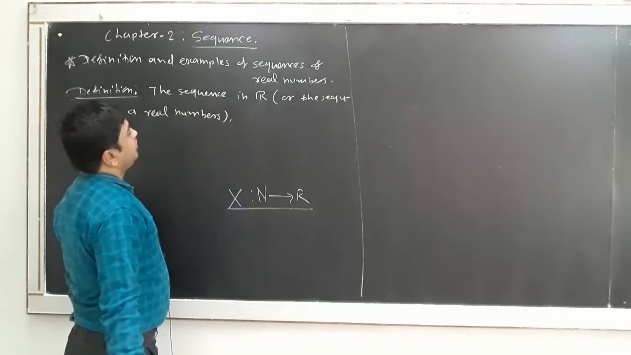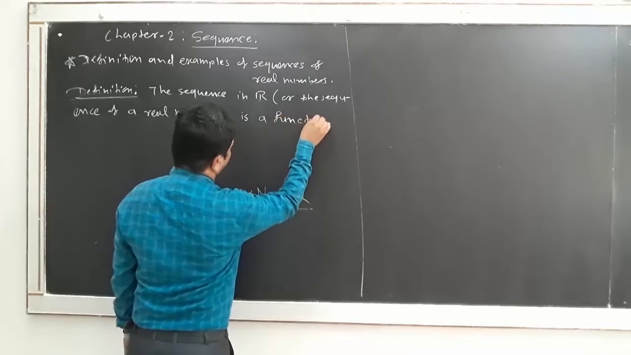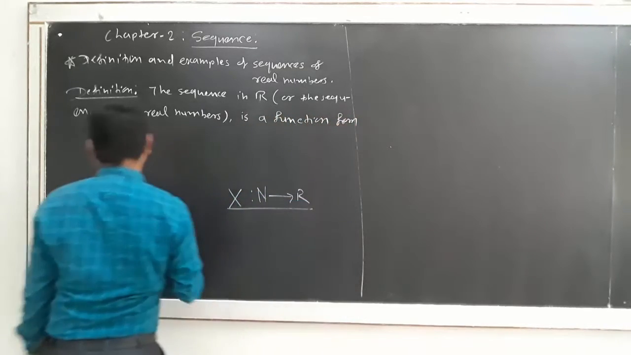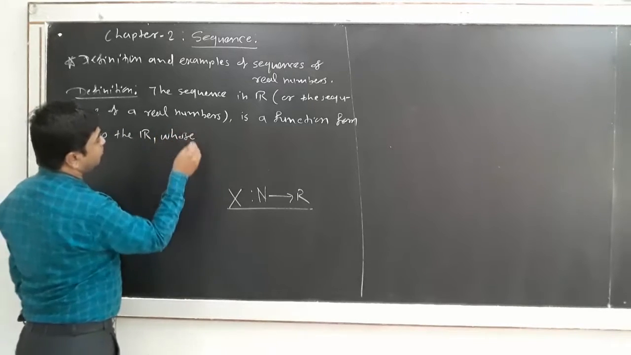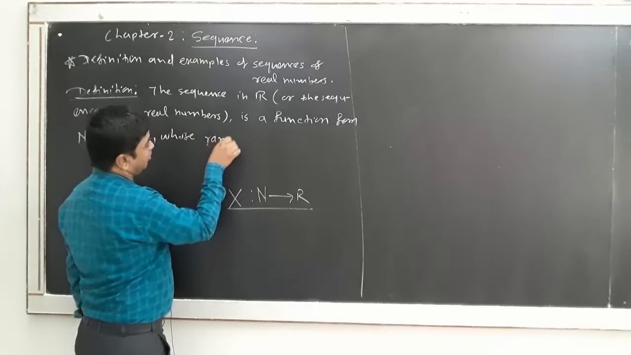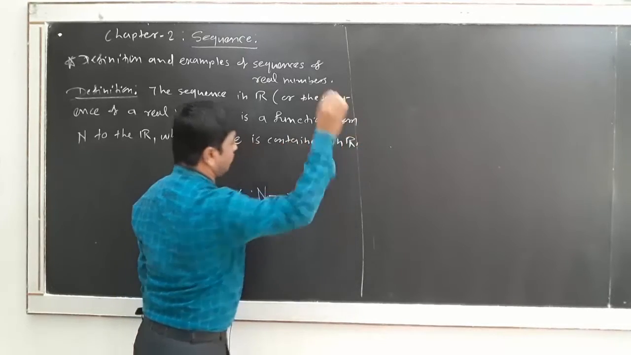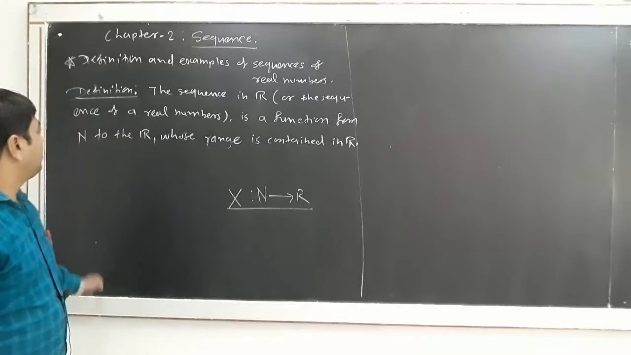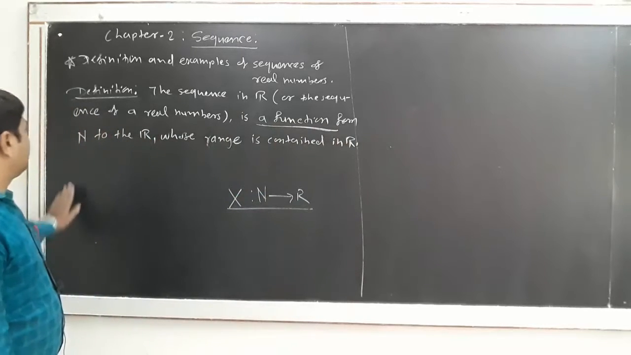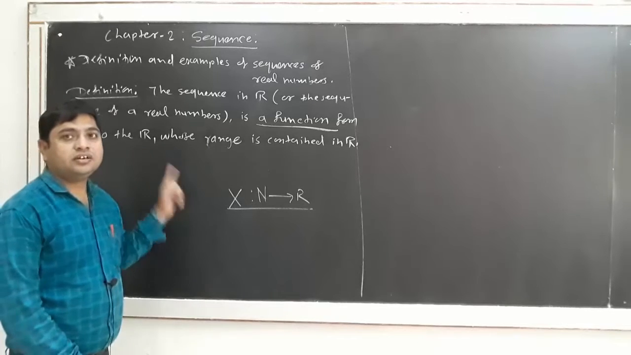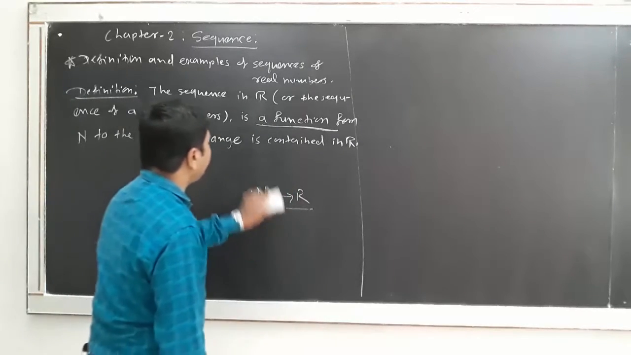So what is it? The sequence in R is a function from N to R whose range is contained in the set of real numbers, that is R. That is, a sequence is just a function from N to R and whose range is contained in the set R. Okay. So in another way we can write the definition.